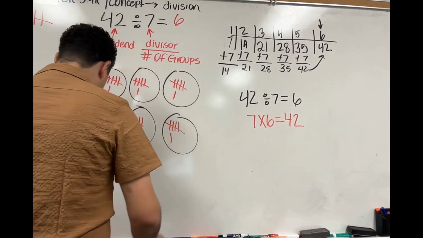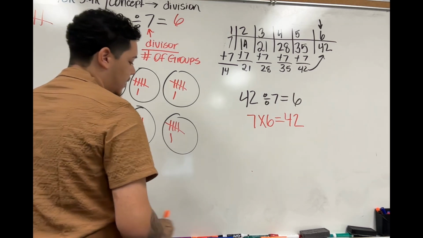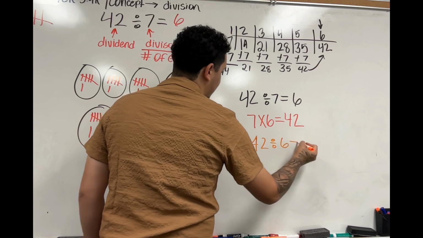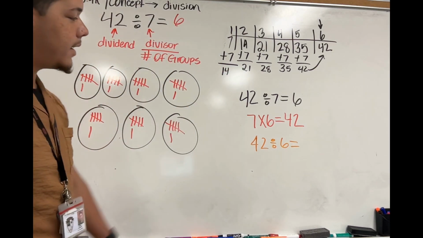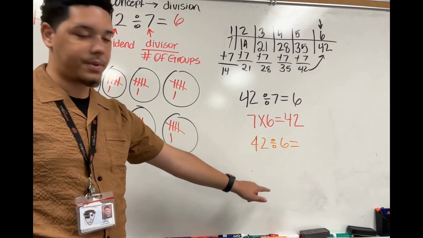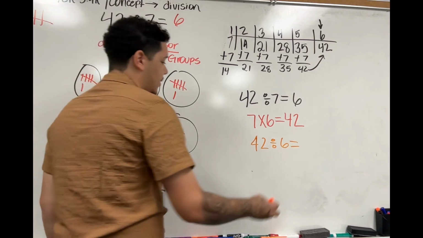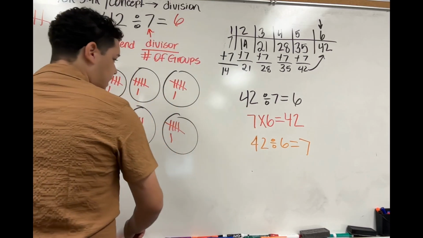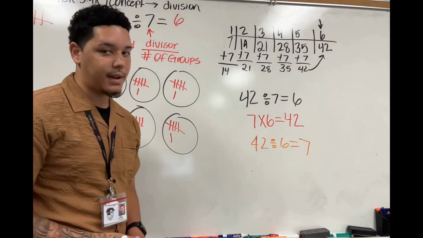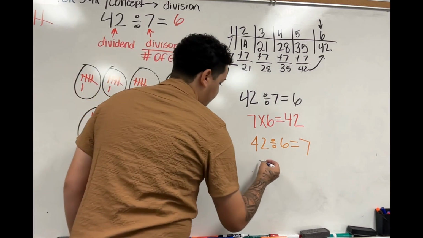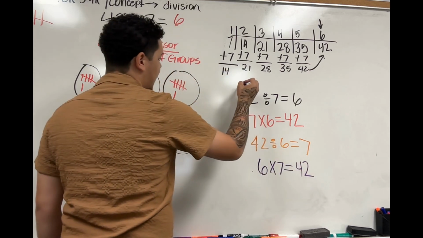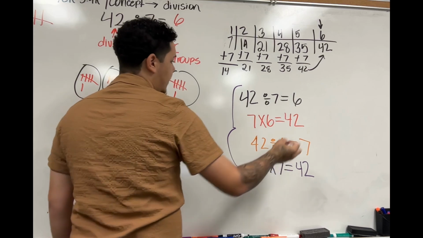Now, what if I gave you this problem here? 42 divided by 6. What would that equal? That would equal 7. You could also do 6 groups and split 42 up amongst those 6 groups. That'll get you 7 in each group. And what's the commutative property of what we just wrote here for our multiplication of 7 times 6? You could also say 6 times 7 equals 42. So this is the way that I like to check my division.